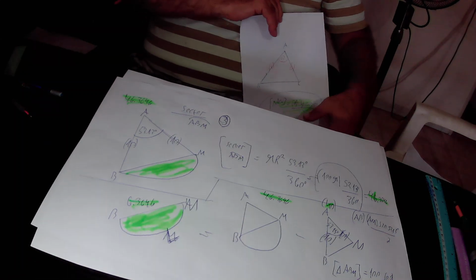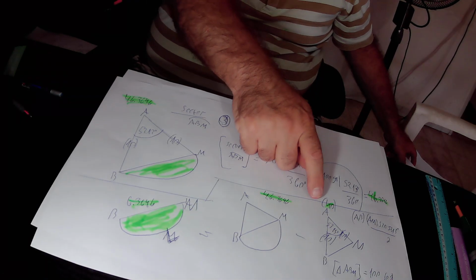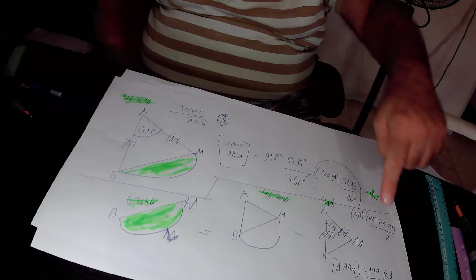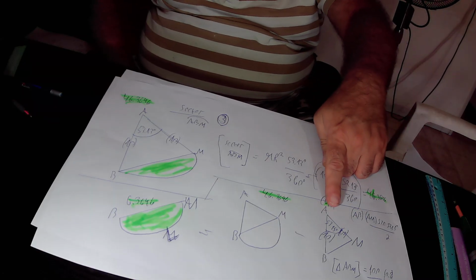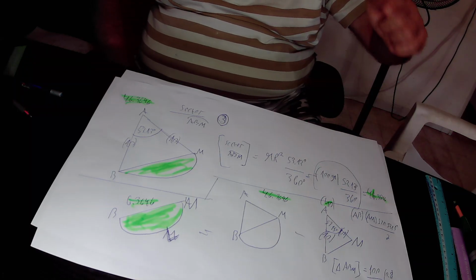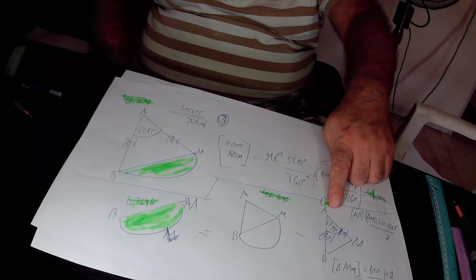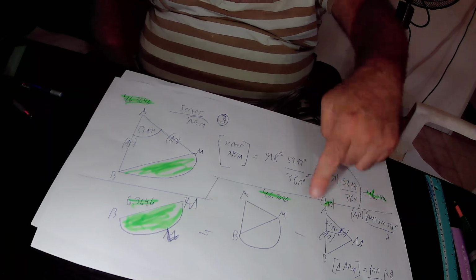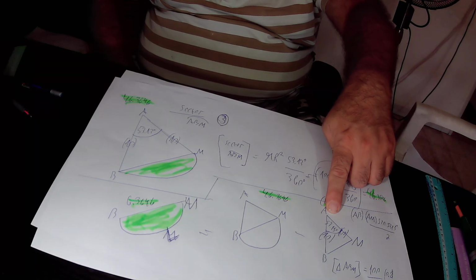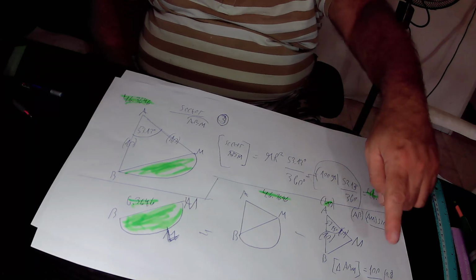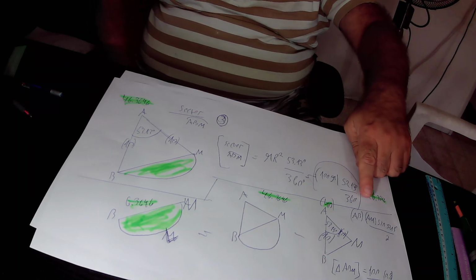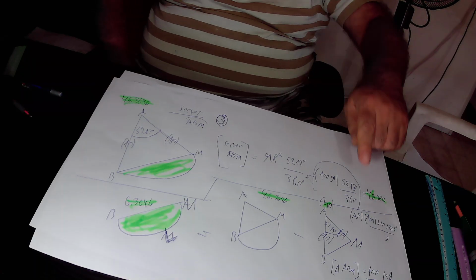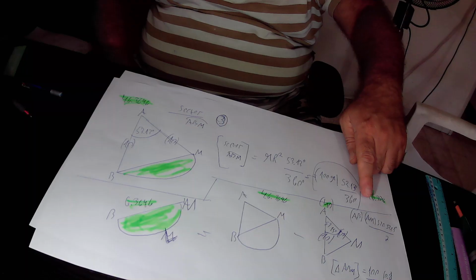We use the new formula in order to find out the area of this triangle ABM. According to the new formula, the area of this triangle ABM will be equal to AM times AB times sine 53.13 degrees over 2. Again, it is AB times AM times sine 53.13 divided by 2.